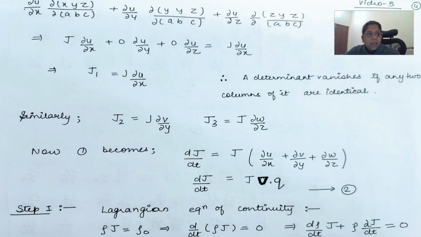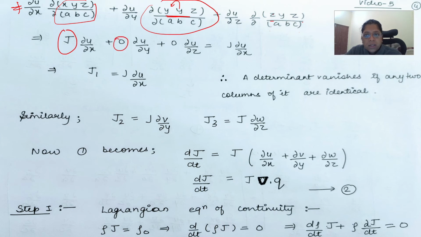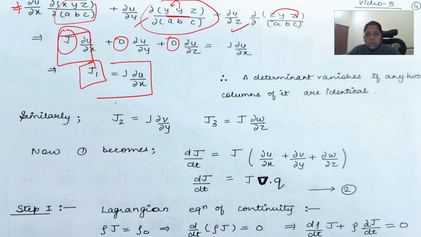We expand it like this: del u by del x times del(x,y,z)/del(a,b,c), del u by del y times del(y,y,z)/del(a,b,c), del u by del z times del(z,y,z)/del(a,b,c). Now you know here it can be written as J. Okay, J del u by del x. Y is repeated, so this term will become 0, and here z is repeated, so that term will become 0. Del u by del y and del u by del z will be as such. So we get only this term, which is J1. J1 value is J del u by del x.